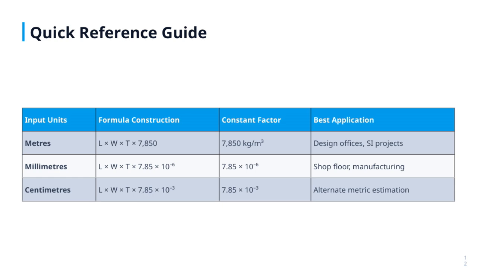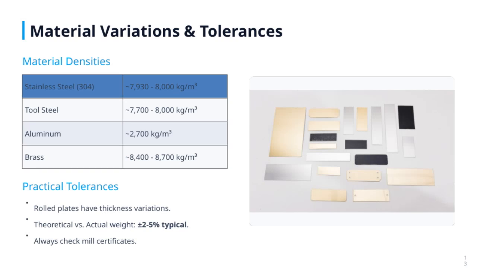The key takeaway here is that by adjusting the constant factor according to the input unit, you can quickly and reliably estimate weights across different measurement systems. This table serves as a handy reference to streamline your calculations, whether you're in the early design phase or doing detailed manufacturing planning. Let's start with an important tip.